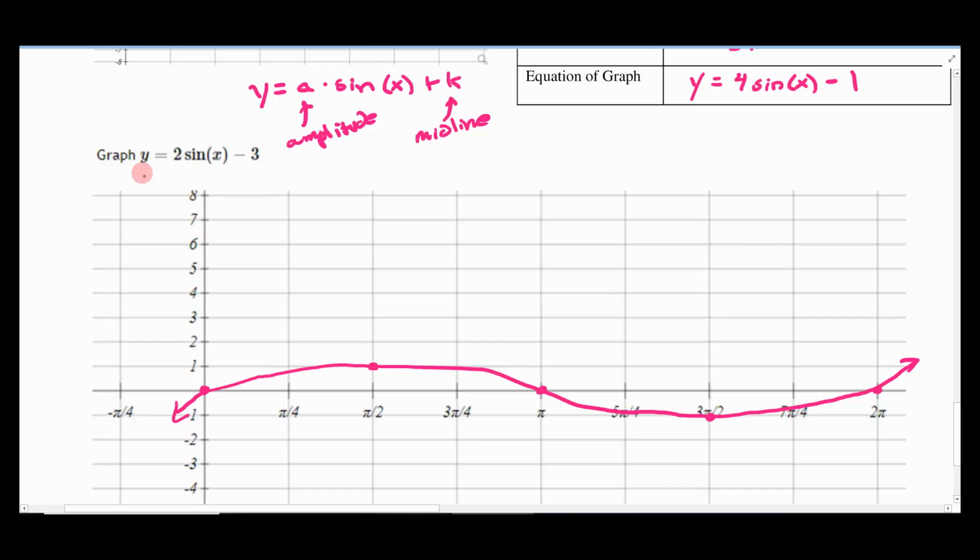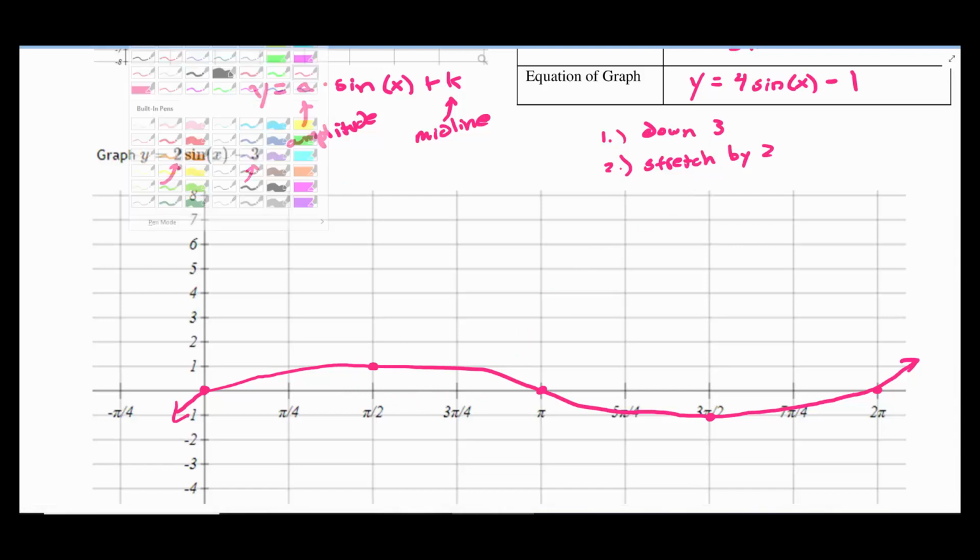All right, and then what you want to do is go and read your equation. So we notice this thing has an amplitude of 2 and it has a midline of -3. So this is going to shift down. If I'm writing out what's going to happen to this thing, we're going to shift down 3 and then we're going to stretch by 2. Okay, so those are the two things that have to happen.